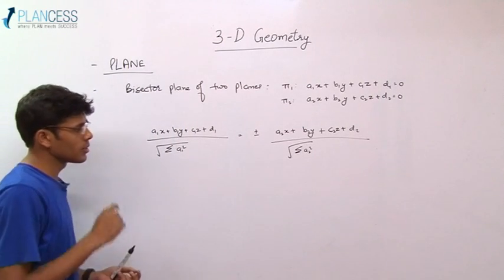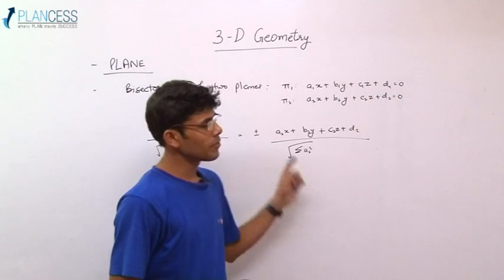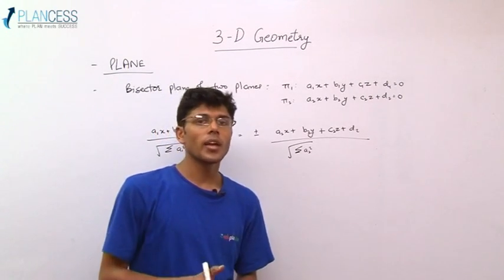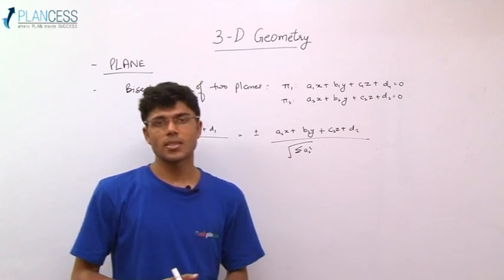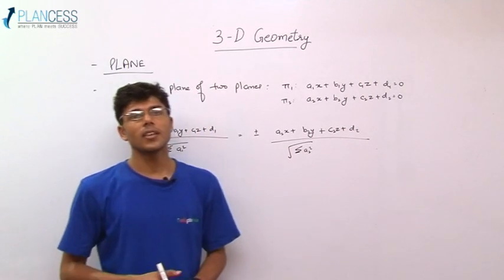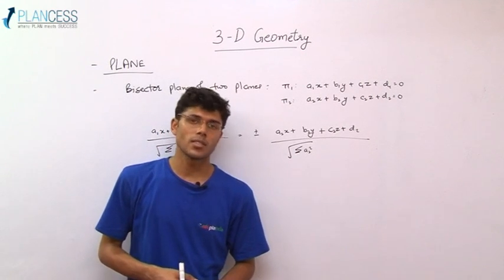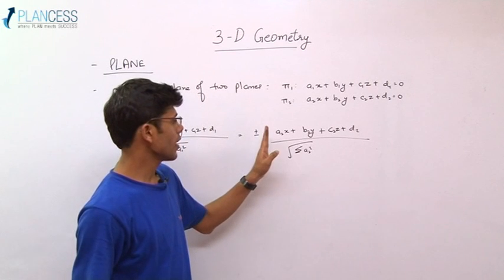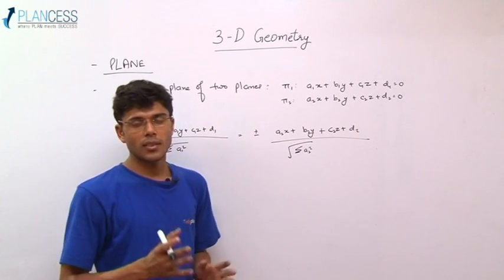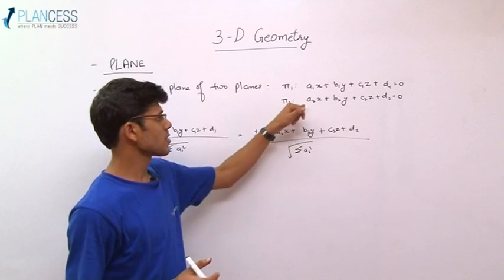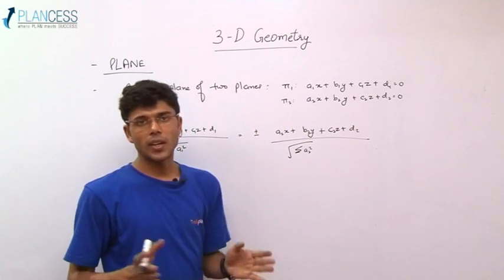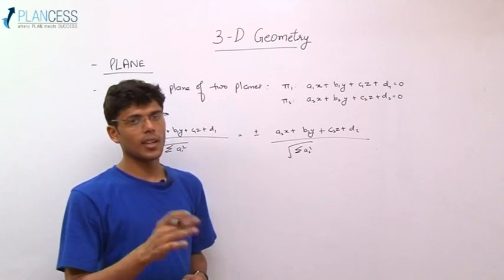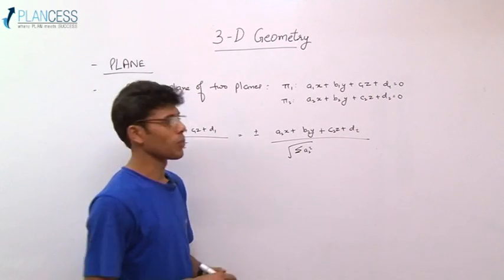One very important property is that we get here two bisector planes. Now one plane bisects the acute angle between the planes and the other plane bisects the obtuse angle. So how do we find which plane bisects the acute and which plane bisects the obtuse? The way is that suppose you get one equation keeping the positive sign, then find the angle this plane makes with any other plane. If that angle is less than 45 degrees, that plane bisects the acute angle. If the angle is greater than 45 degrees, that plane bisects the obtuse angle.